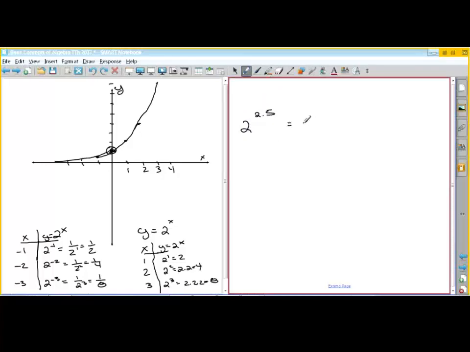So if you take the original idea of exponential stuff, you know that 2 squared is equal to 2 times 2, and 2 cubed is equal to 2 times 2 times 2. So 2 to the 2 point, that's half of a 2. What do you do with that half?